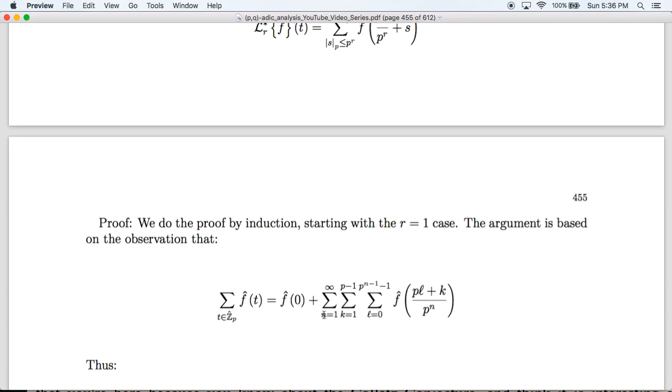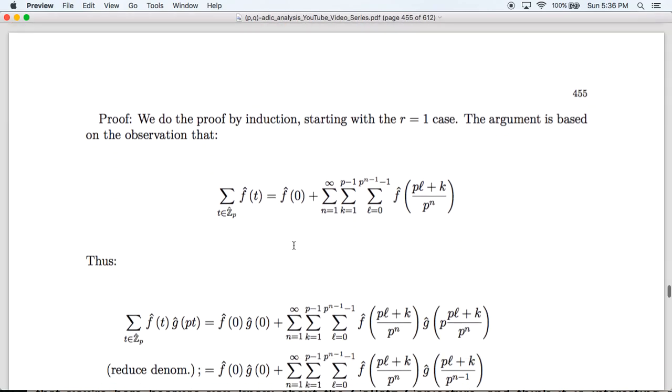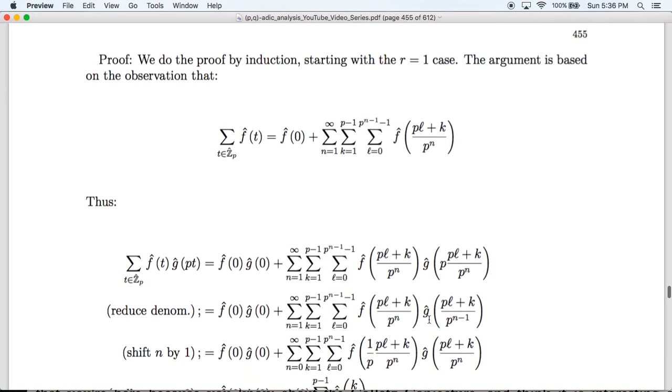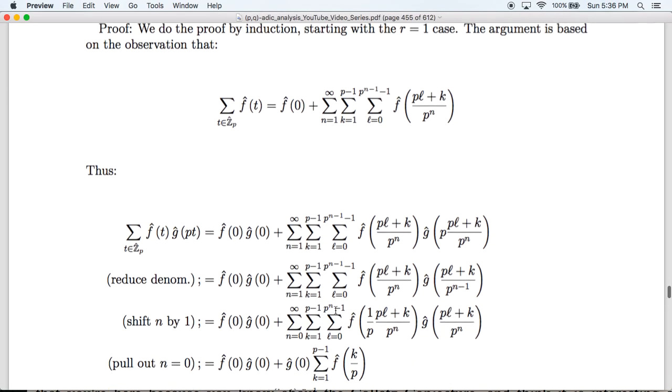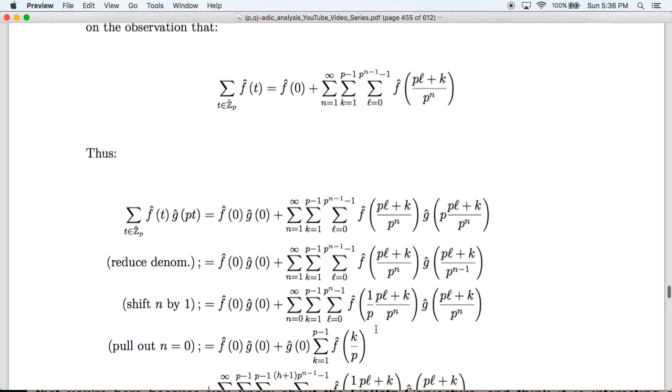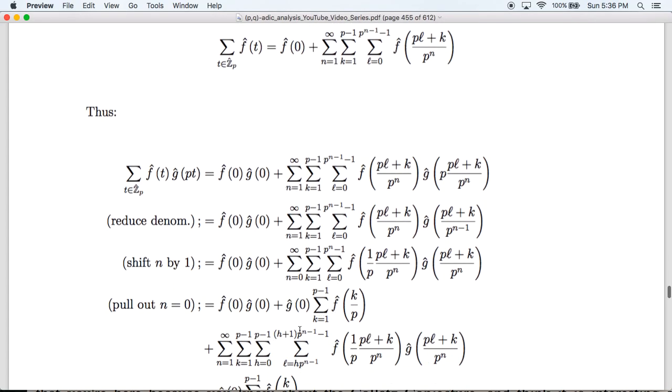This is going to be equal to the sum from n equals 1 to infinity, and then the sum from k equals 1 to p minus 1, and the sum from L equals 0 to p to the n minus 1 minus 1. And this is then going to give us all the possible t's. So for this, now let's just multiply everything out. So here's f hat of t times g hat of pt. Pull out the 0 term. And what we get using this identity is this. Here we reduce the denominator. We increase n by 1. So then we pull out a 1 over p there. And then we pull out the n equals 0 term.